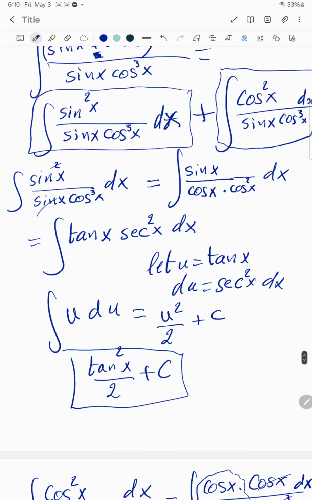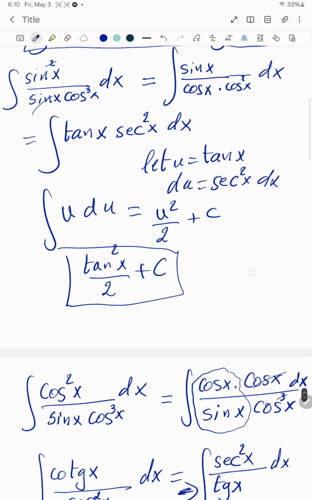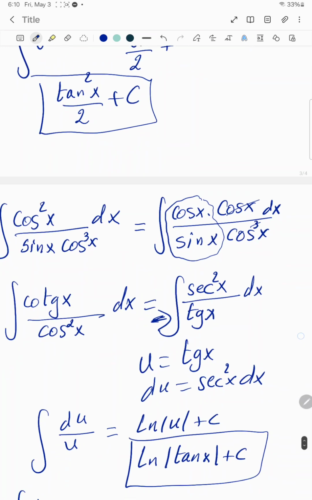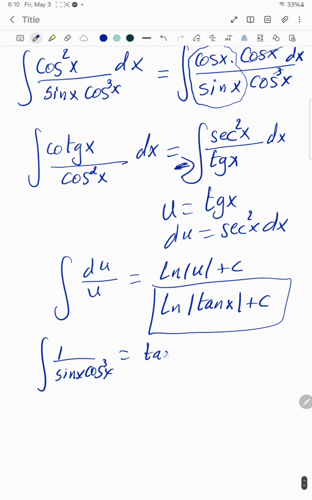So my original integral will become tan square x divided by 2 plus ln of tan x plus c. So integral of 1 over sine x cosine cubic of x is equal to tan square x divided by 2 plus ln of tan x plus c. And that's my final answer.